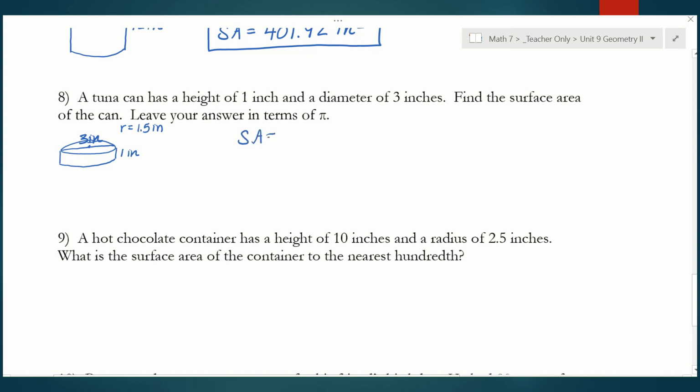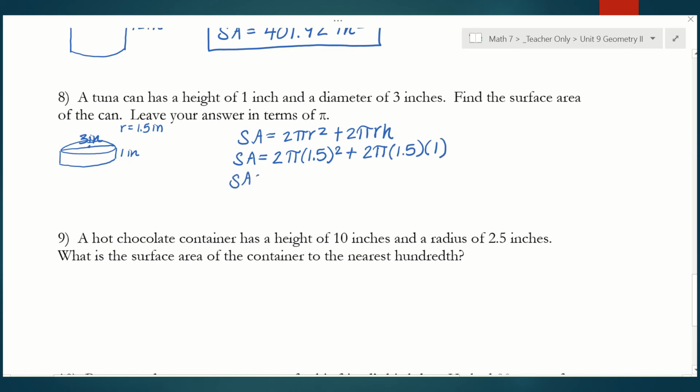All right, so let's write our surface area formula here. Because we're leaving our answer in terms of pi, I have to make sure that I'm putting a pi in my formula, just like you were doing if you were going to use the pi key. So I'm going to write 2 times pi times r squared, which is 1.5 squared, plus 2 times pi times 1.5, that's the radius, times the height, which is 1.